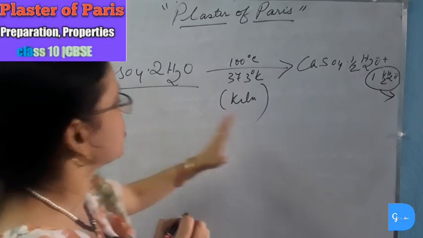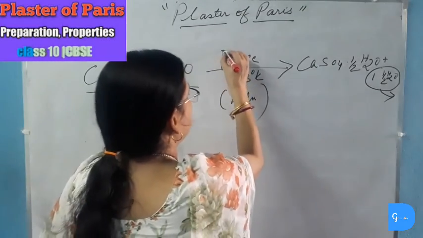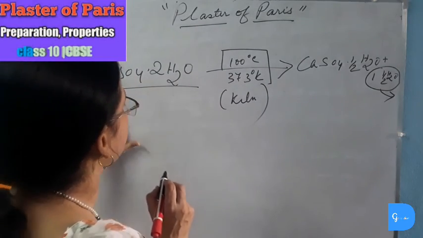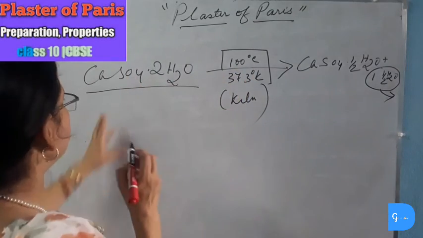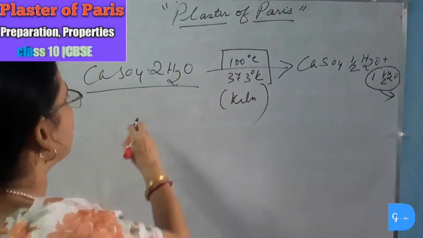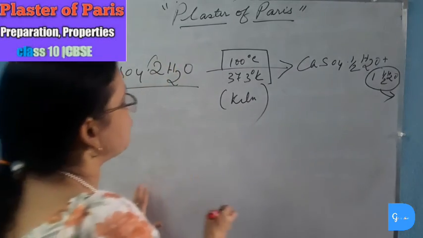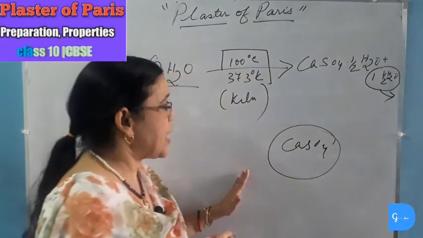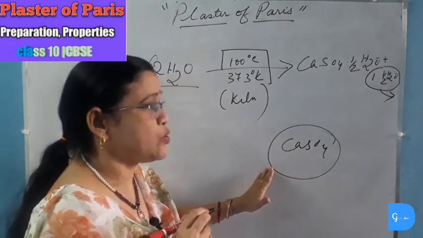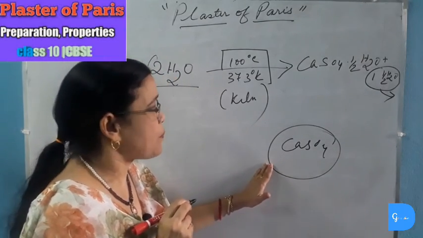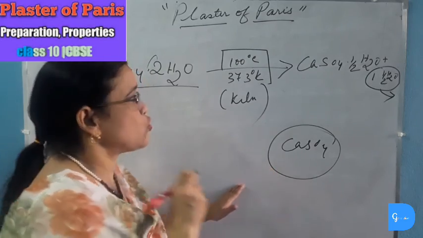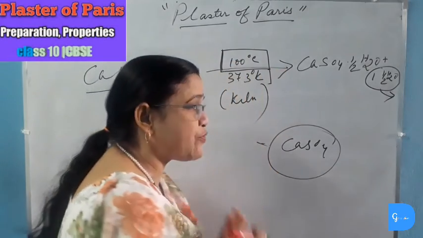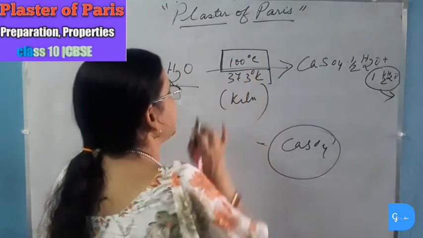Now for preparing plaster of Paris from gypsum, the temperature should be maintained very properly and carefully, because if calcium sulfate dihydrate or gypsum is heated above 100 degrees centigrade, then it will give off its two molecules of water of crystallization and will form anhydrous calcium sulfate. This anhydrous calcium sulfate is known as dead burn plaster. This dead burn plaster is useless because it does not set like plaster of Paris when water is added to it. So the temperature of heating gypsum should be maintained very carefully and properly. It should not exceed 100 degrees centigrade.